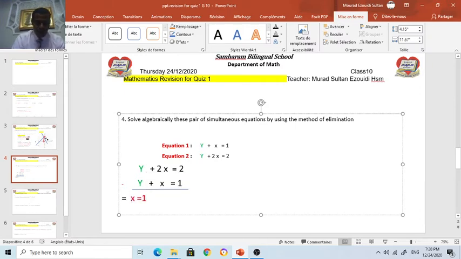Now to find y, just replace x equal 1 in any equation. Let's say in equation number 2, in equation 2.